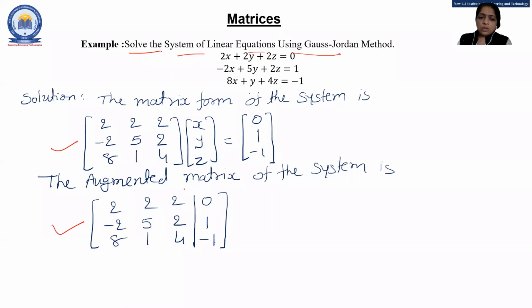As we want to convert this matrix into the reduced row echelon form, our first aim, we want to convert this 2 into 1 for the leading element. So by doing 1/2 R1.